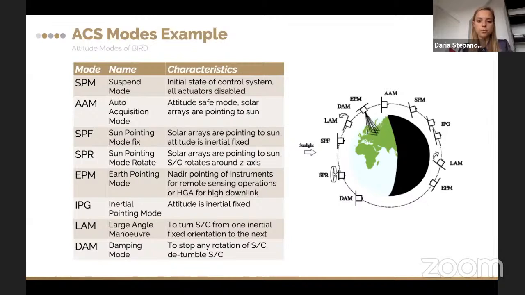In inertial pointing mode, you see the attitude is fixed. Basically, the satellite has the same attitude. A large angular maneuver is done here in order to come to the sun pointing fixed orientation, and in the damping mode, the rotation from Earth pointing mode was stopped. Basically, here are the examples of how modes go from one to another.